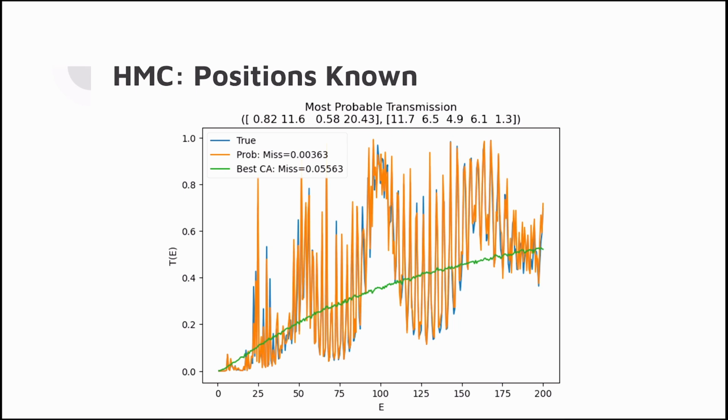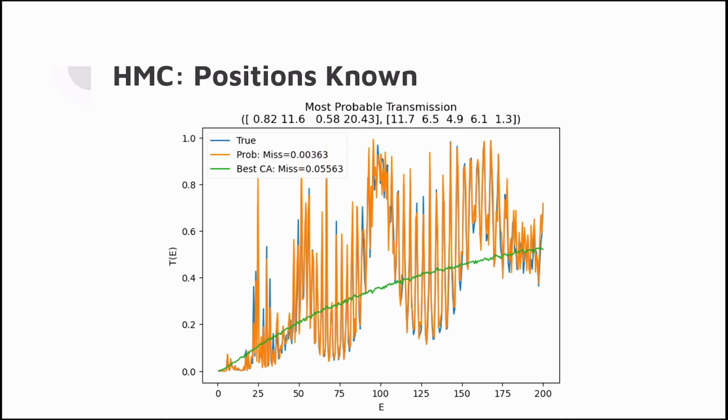I implemented this. We're only looking for strengths. This is an easy problem. I want to make that clear. The positions were known. It becomes much more difficult when the positions are not known. But just as proof of concept, maybe something to look at further, we can see that this does work. In principle, we can use HMC for searching for what our strengths are.